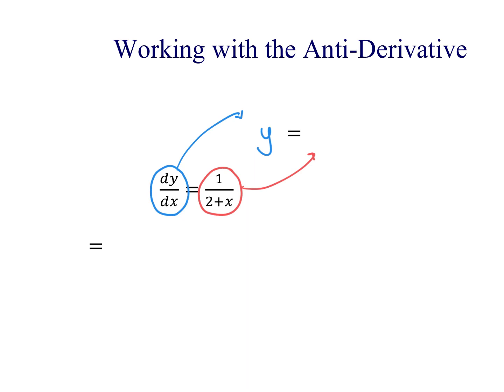So what's the antiderivative of 1 over 2 plus x? What was the antiderivative of 2 over x? Well, that turned into 2 as a coefficient, ln absolute value x. What does this one turn into? What's its coefficient? 1, because the numerator is 1. What's its natural log? 2 plus x in absolute value. What else am I forgetting? Plus C.